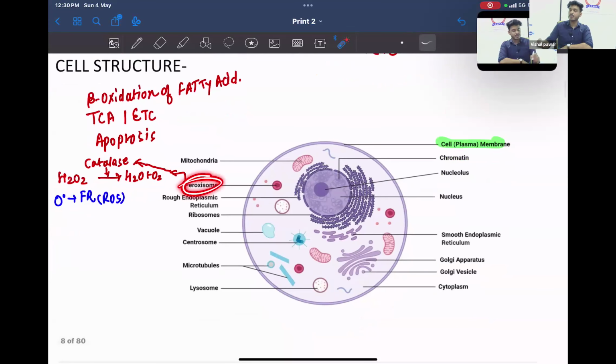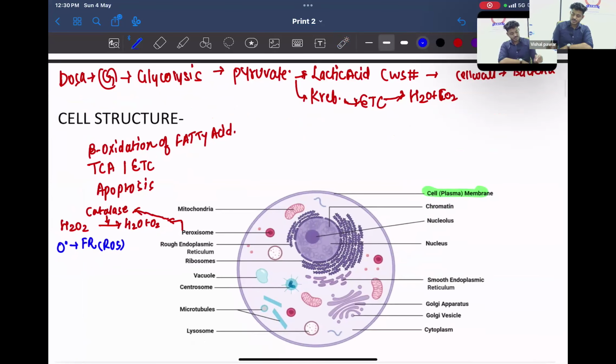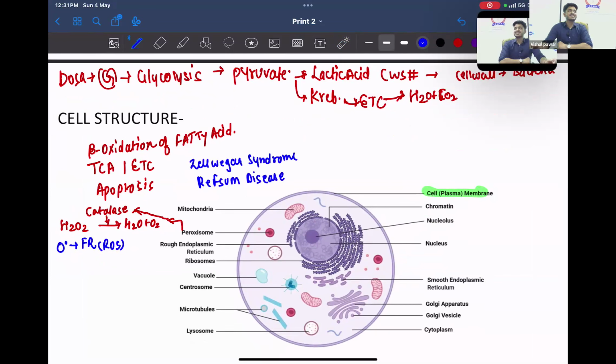These free radicals are formed where in the cell? Peroxisomes. We have two peroxisomal disorders. Please make a note somewhere, right? They are Zellweger syndrome, and second, you have to remember Refsum disease. You studied biochemistry about them. Zellweger syndrome and Refsum's disease are the two diseases that we can have because of these free radicals. But these are two peroxisomal disorders, right?